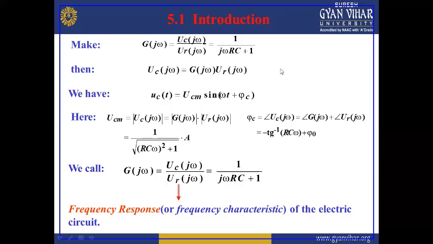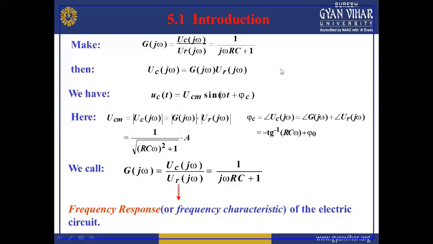Therefore, the UCM could be written as the magnitude part of the output, which is equal to the magnitude part of the gain multiplied with the magnitude part of the input. Therefore, when we have the knowledge about the two magnitudes of the input and the gain, we will be able to easily calculate the peak voltage or the peak value. The angle for this output, the phase angle phi c, is equal to the sum of the angle of gain and the angle of input.